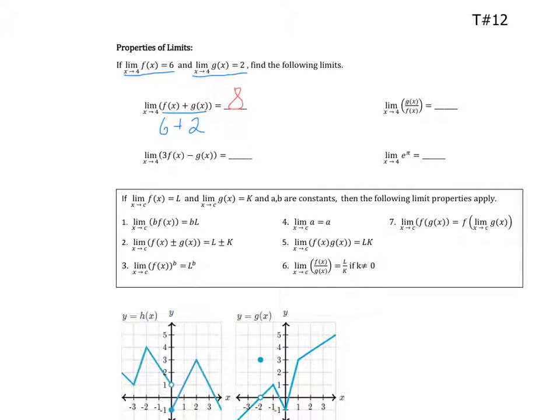If I ask you the limit as x approaches 4 of g over f, just be careful in the order that you go. You'd say, well, logically, if I were guessing, I would take the limit of g and divide it by the limit of f, and that's exactly what you get. And you would get 1/3.